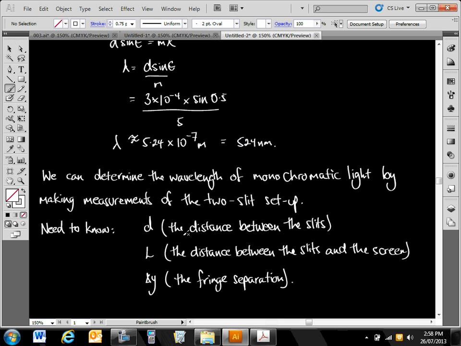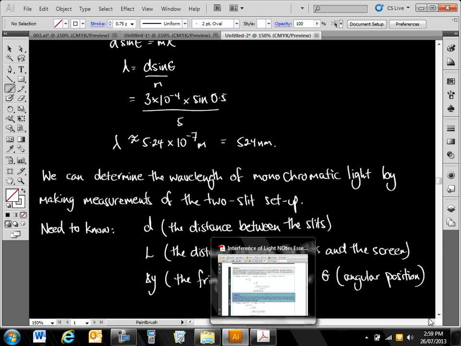Actually, you don't need to. Either this or the angular spread of the fringes. Yes, theta, the angular position.